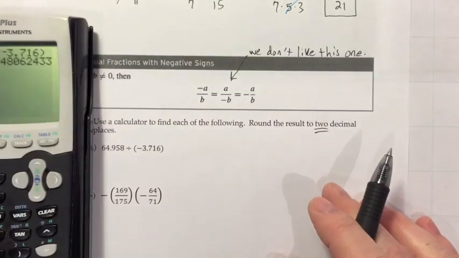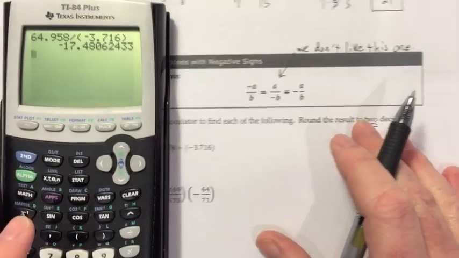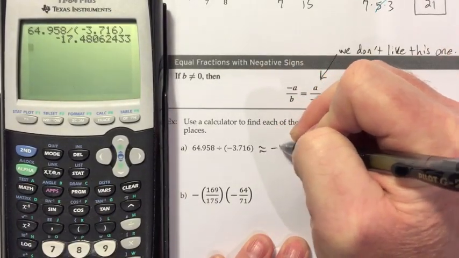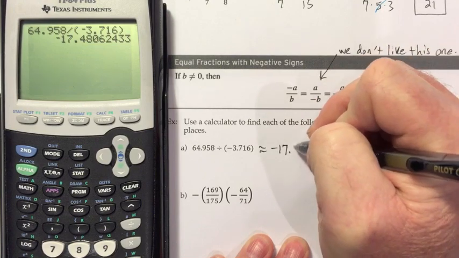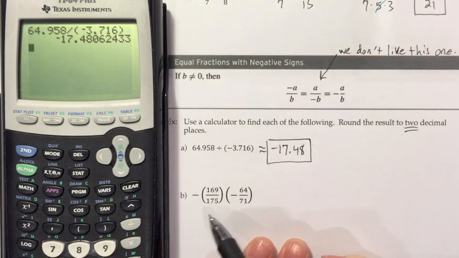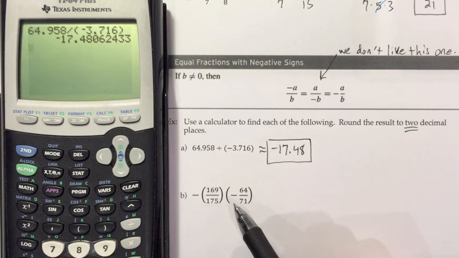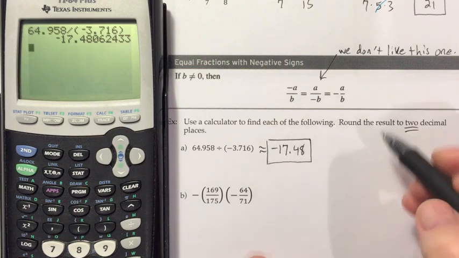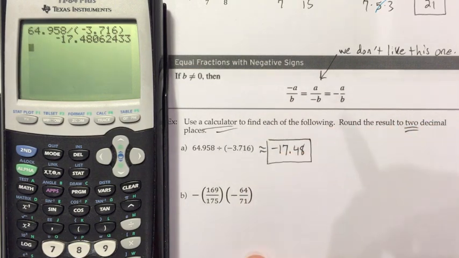It said to round it to 2 decimal places, so I will do that and say that it is approximately, since I rounded, I'm bringing in some rounding error, 17.48. And on this one, there's a real temptation to say, okay, a negative times a negative is a positive, and start thinking about common factors, which is a lot of work, but they told you to use your calculator, so you should do that and just go ahead and round to 2 decimal places.